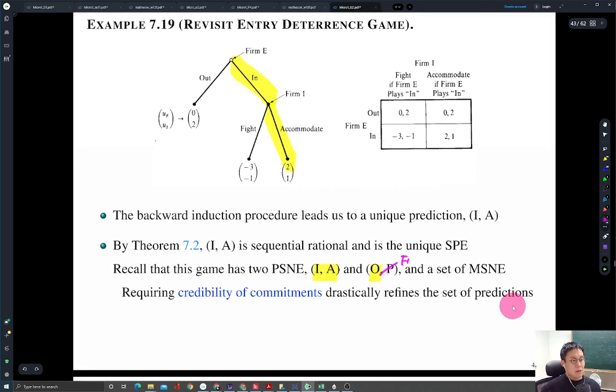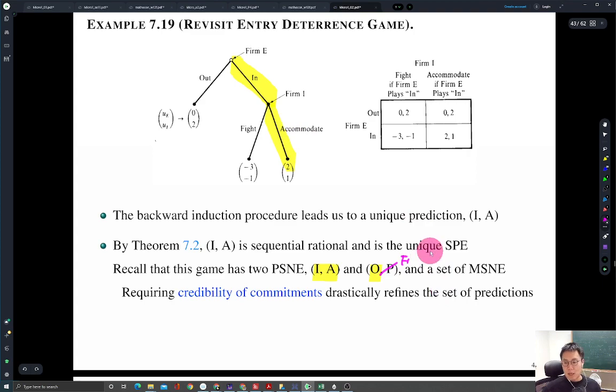So our conclusion is, the main takeaway of the equivalence theorem is requiring credibility of commitments, requiring each player to choose a credible strategy. Credibility of commitments drastically refines the set of predictions. So if we narrow down to sequentially rational behavior, we obtain only a single prediction. That is it: the entrant chooses I, and the incumbent chooses to accommodate.